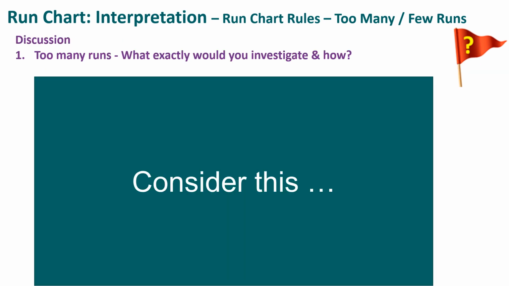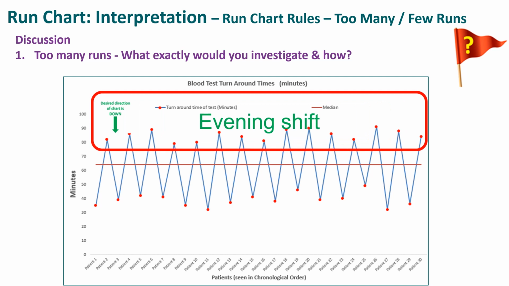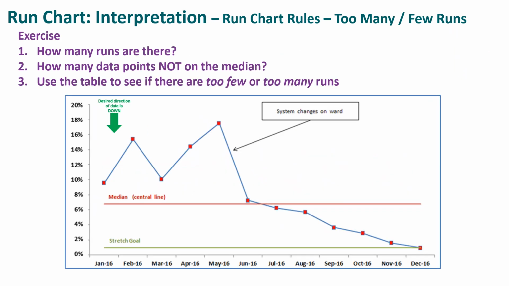So what did you find in your discussion? Maybe you could consider this. With the blood test turnaround times in minutes, possibly this was the data from the evening shift, and this may have been data from the 9 a.m. to 5 p.m. shift. So what you could do here is possibly use two different run charts to chart this data. Now over to you again to do another exercise.